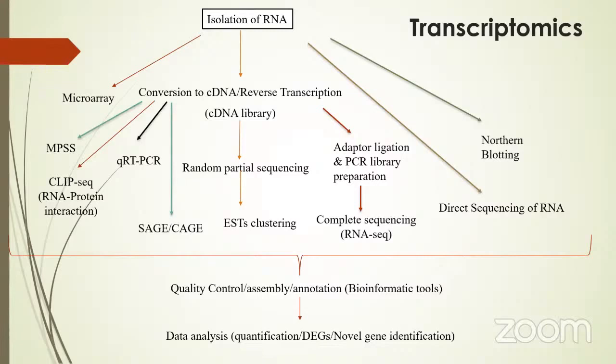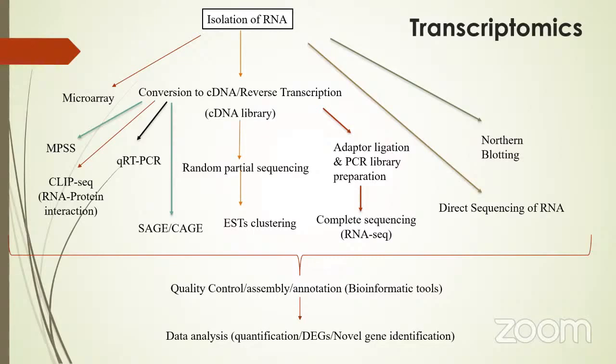Then we can go for RNA-seq. That is now the most widely used technology in transcriptomics. Everyone, if you have funds, can go for RNA-seq. RNA-seq is very cheap nowadays. And then northern blotting. If you want to identify whether a particular fragment is present in your pool of RNA, then you have to go for northern blotting. And there are several direct sequencing methods also. You can directly sequence the RNA only. No need to convert it into cDNA. From RNA itself, we can do sequencing.